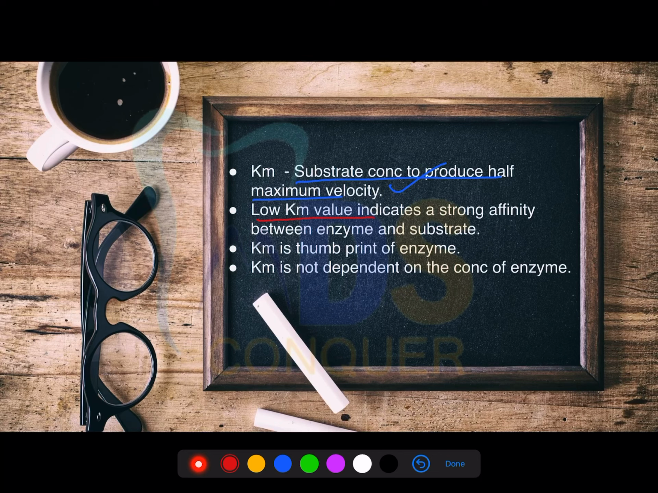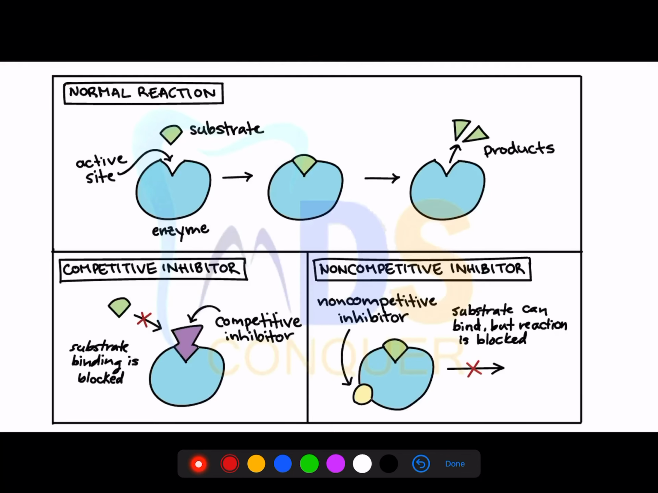Low Km value indicates a strong affinity between the enzyme and the substrate. So to have a strong affinity, you should have a low Km value. It means a low substrate concentration is going to produce the half maximum velocity. Km values are like thumbprints of an enzyme. Km value does not depend upon the concentration of enzyme. So these are the points that you have to make a note of.